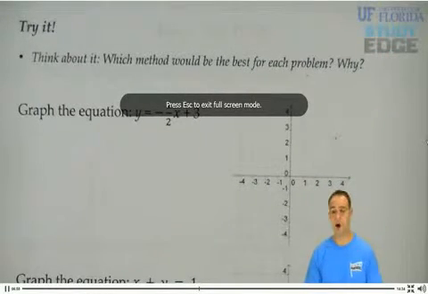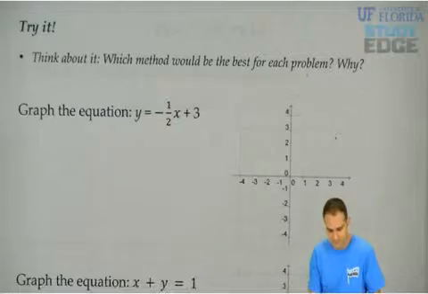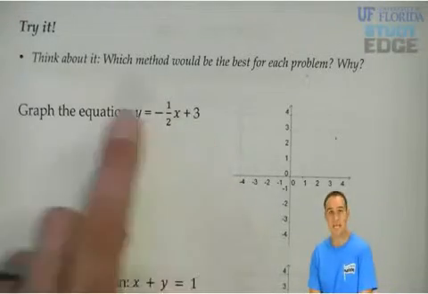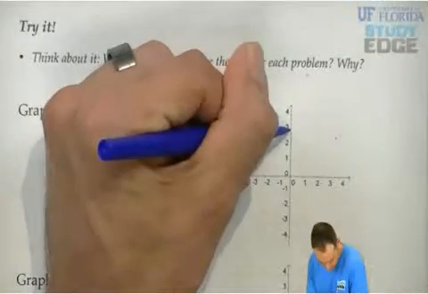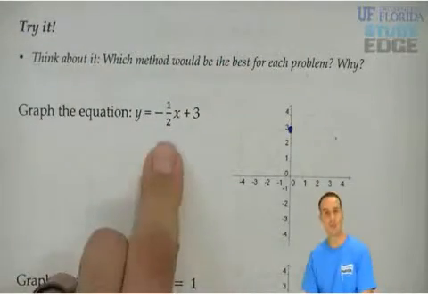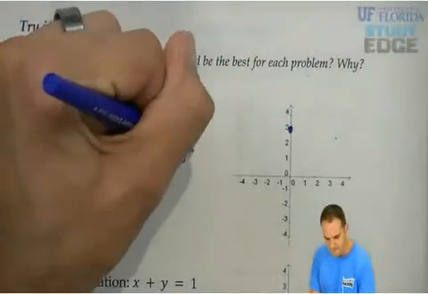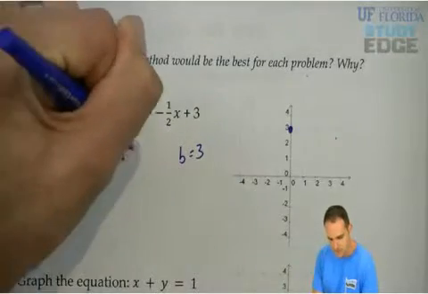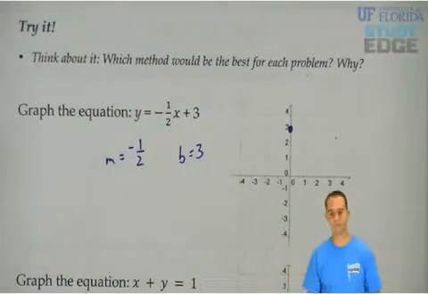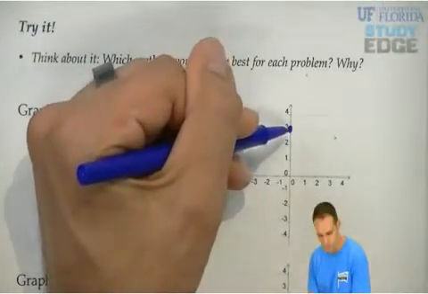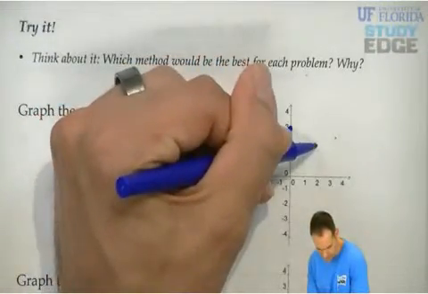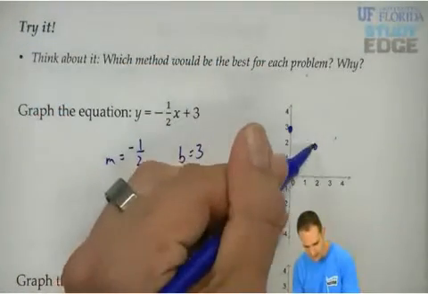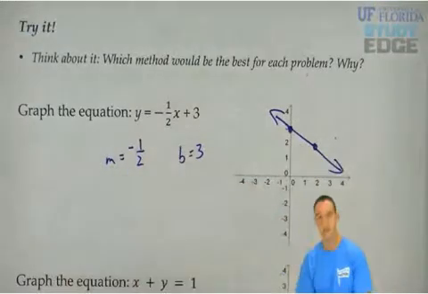This first equation already is in y equals mx plus b. So begin with b equaling 3: 1, 2, 3, and then your slope m is negative 1 half. b, the y-intercept, is 3, and your slope m is negative 1 half. From that point, since it's negative, you'll go down 1 and then to the right 2. And then you'll connect your points. And there's your line.